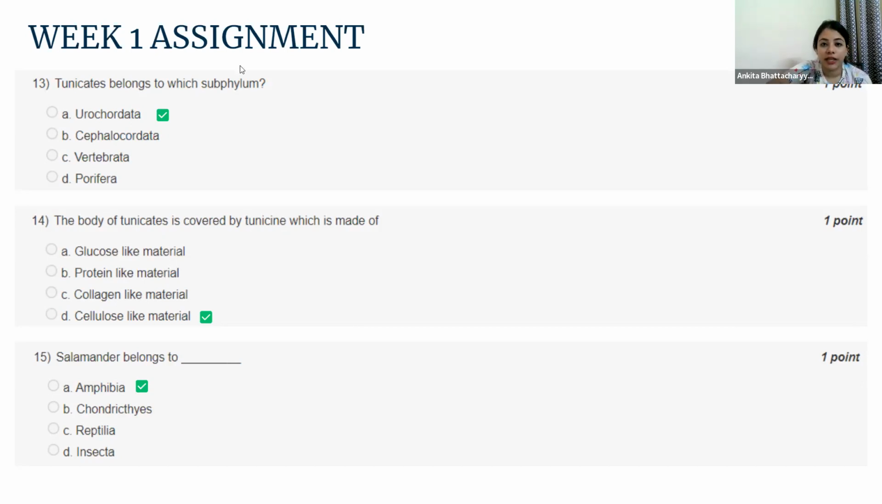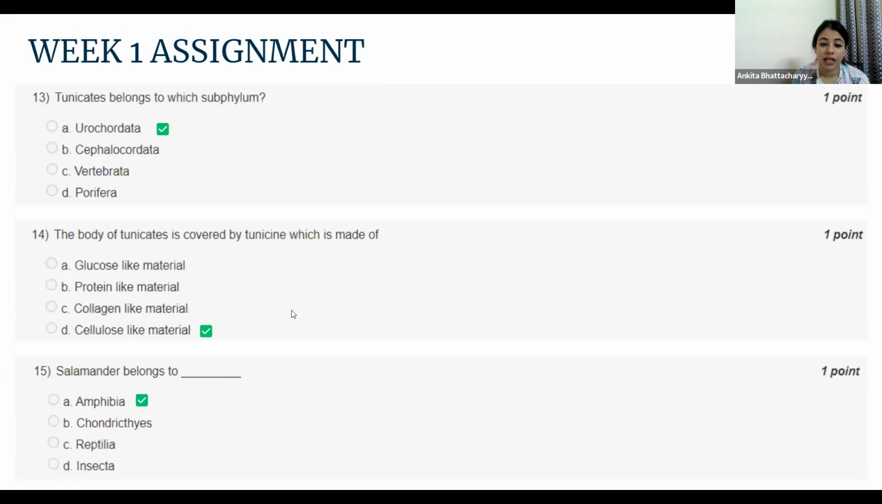And finally, we are looking at the final question for the first week's assignment. Salamander belongs to A, amphibia, B, crocodilia, C, reptilia, or D, insecta. The answer to this was amphibia, and this was also a direct question. So hopefully most of you got it right. And with this, we are coming to the end of the discussions for assignments.